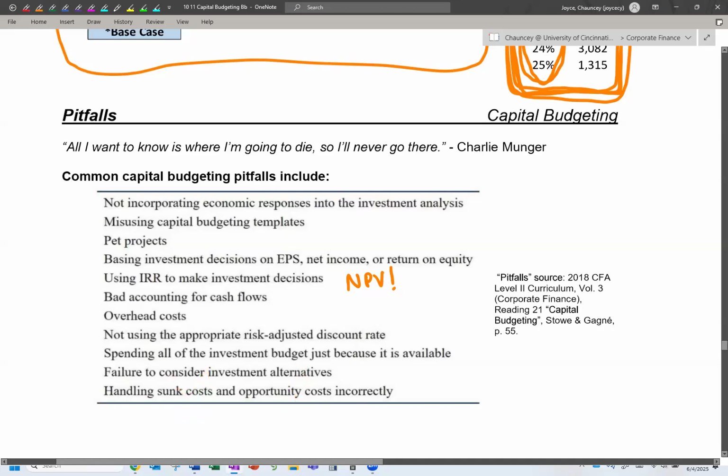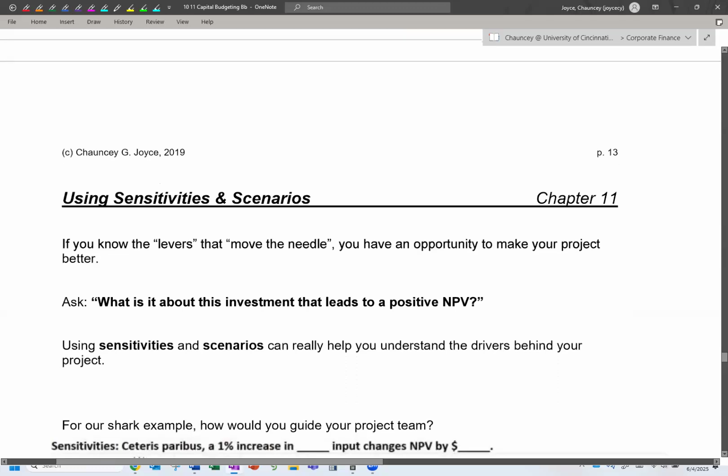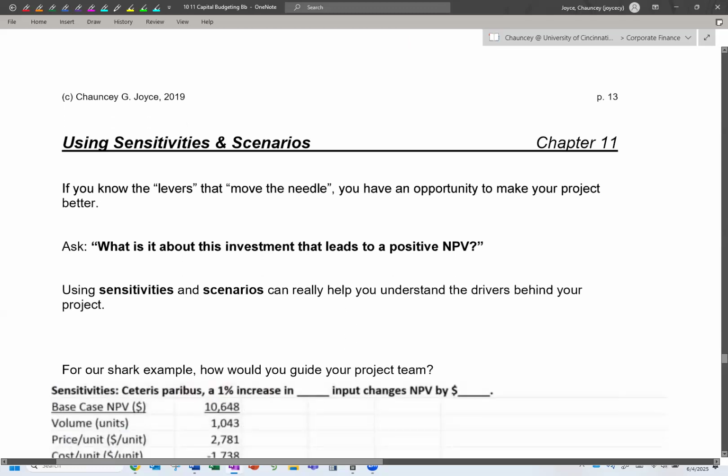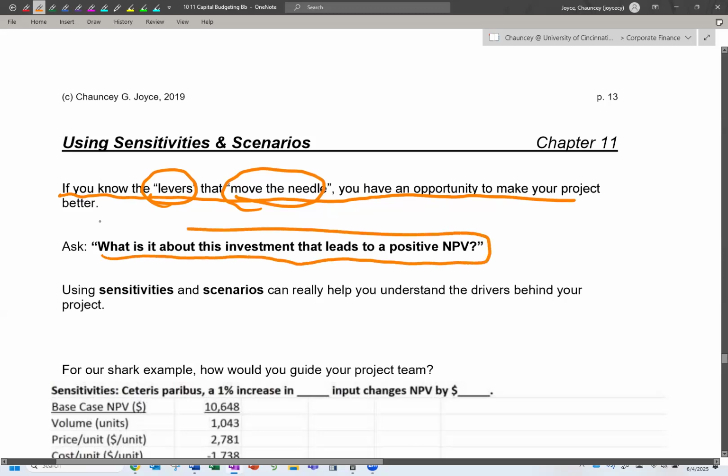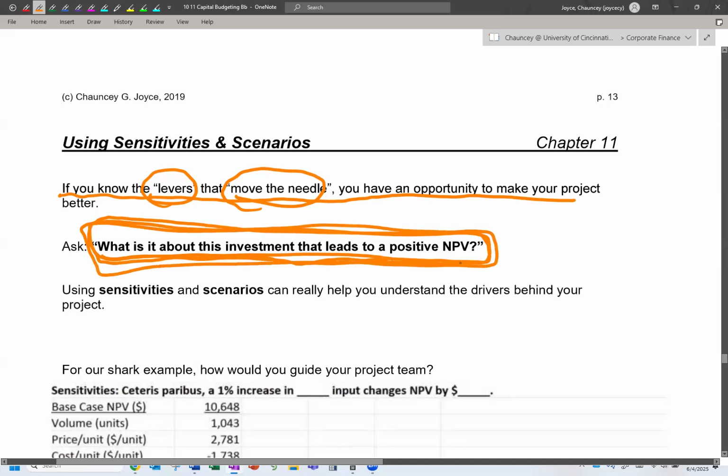So took those from CFA. Thank you very much. So using the sensitivities and scenarios, just, in business speak, they say know the levers that move the needle. So what are the levers? What are the variables that make a difference on net present value? What about this investment leads to a positive NPV? Make sure you can talk about that as opposed to saying, well, this is the NPV because I calculated it according to the formula. That is not a really good business answer. You should know why this project creates value.